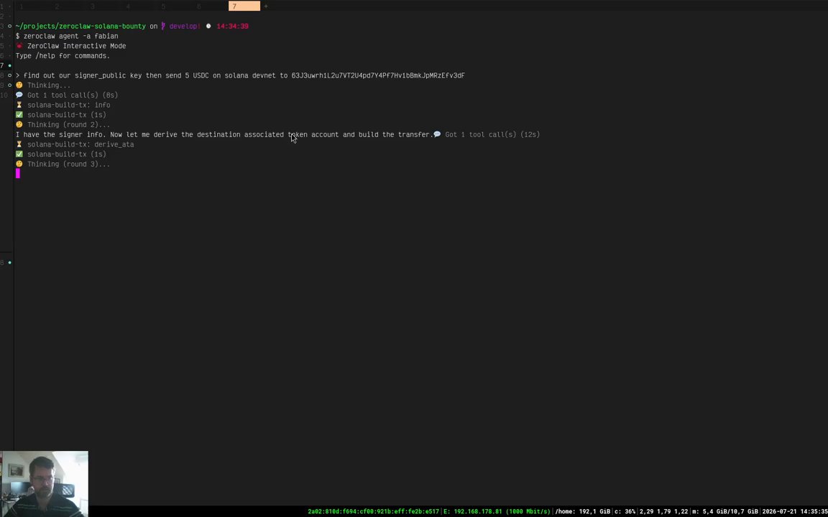It holds 10 USDC and sends over USDC to that address. It needs to figure out a couple of things about the associated token accounts, and I'm using a particularly slow LLM, actually. Next step is to create a Solana transaction.